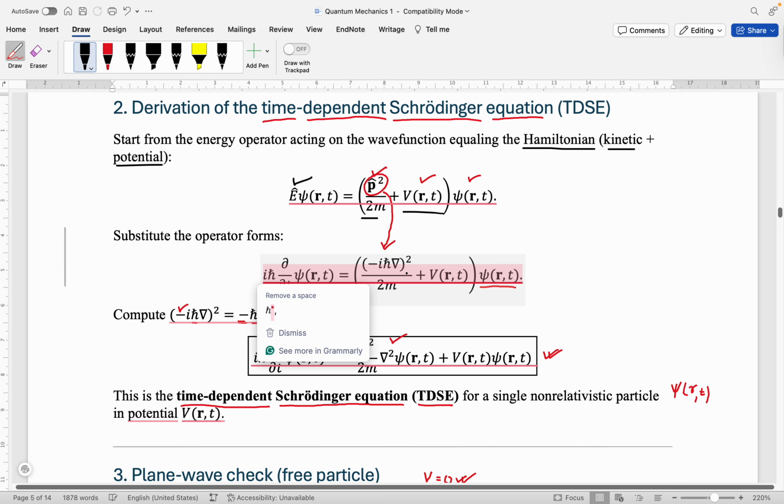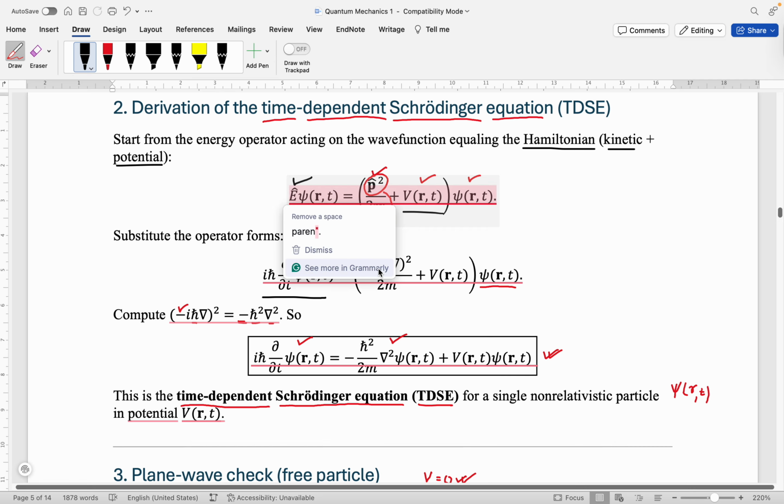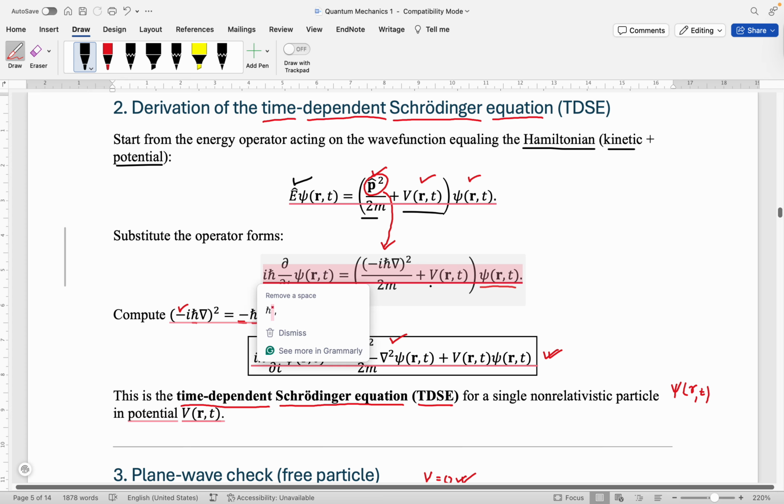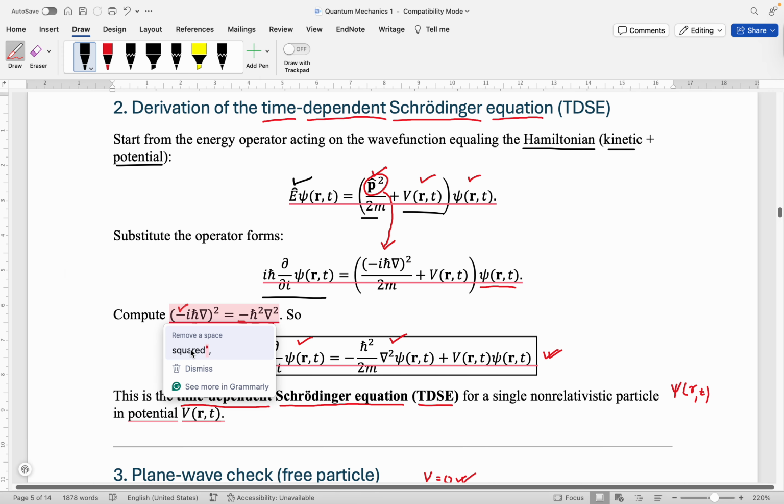And on this side, in place of momentum, I can write minus i h cross del, whole squared, divided by 2m, plus V(r,t) psi(r,t). So this is the momentum operator, and this is the energy operator. You have to remember it and accordingly replace it. Then we can work out the term minus i h cross del whole squared. Minus squared becomes plus, i squared becomes minus 1, so it is minus, then h cross squared, and del squared is nothing but del squared.